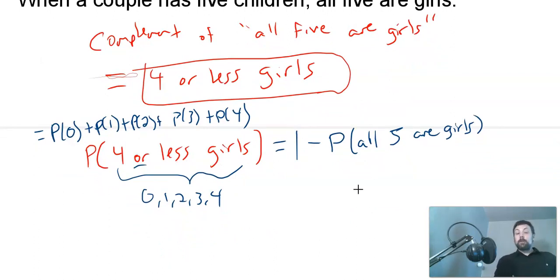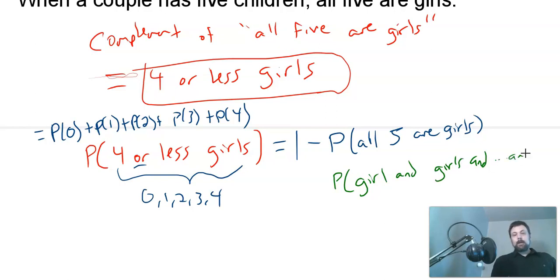We want to use the multiplication rule for this, right? Because we want to find the probability that the first child is a girl, and the second child is a girl, and the third child is a girl. You get the idea. And the fifth child is a girl. And so this is going to be multiplication. Probability that the first child is a girl times the probability that the second child is a girl, 5 times.